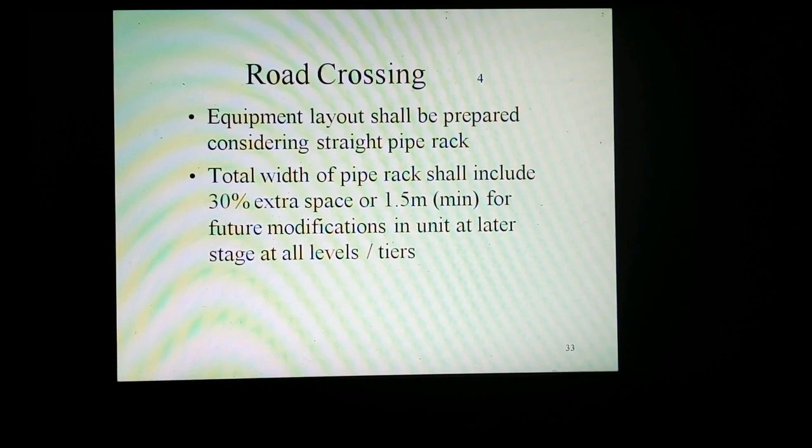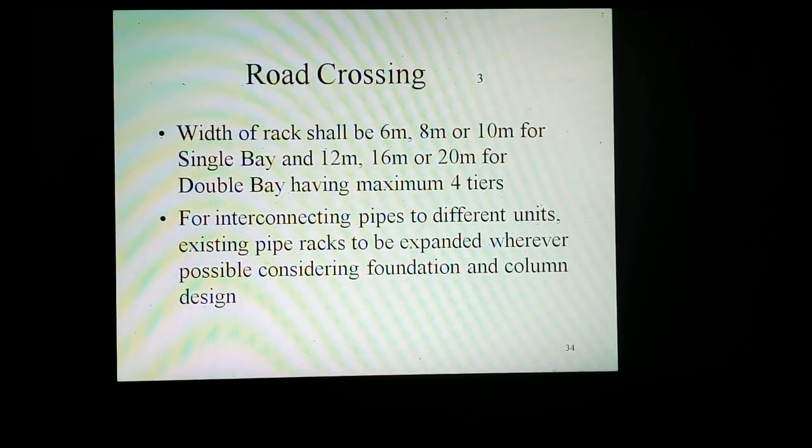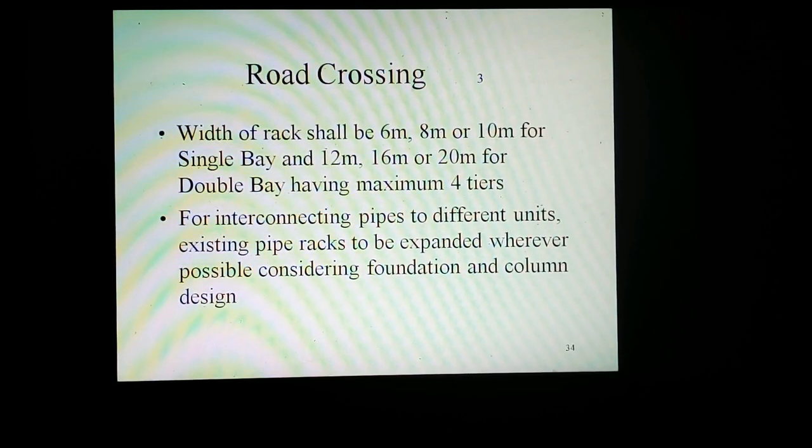The total width of pipe rack shall include 30% extra space or 1.5 m minimum for future modifications in units at a later stage at all levels for tiers. The width of the rack shall be 6 meters, 8 meters, or 10 meters for single bay and 12 meters, 16 meters, or 20 meters for double bay having 4 tiers maximum. For interconnecting pipes to different units, existing pipe racks to be expanded wherever possible considering foundation and column design.